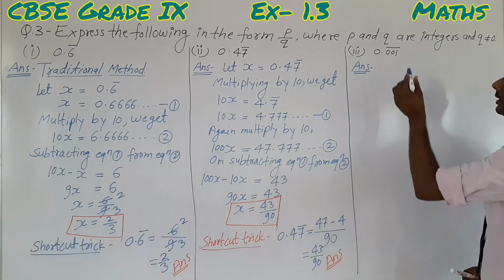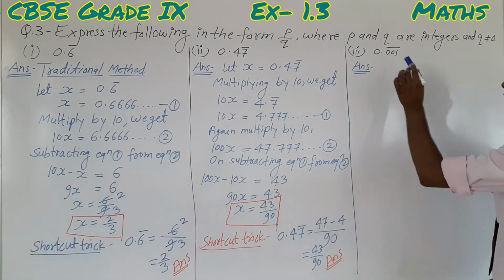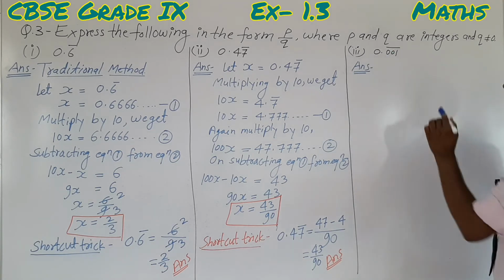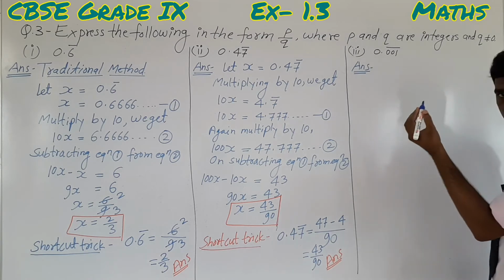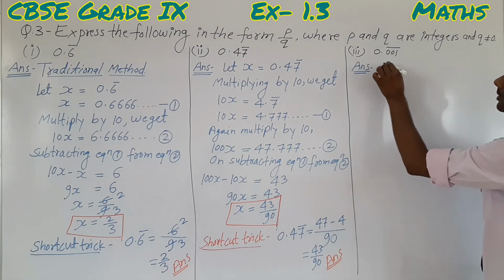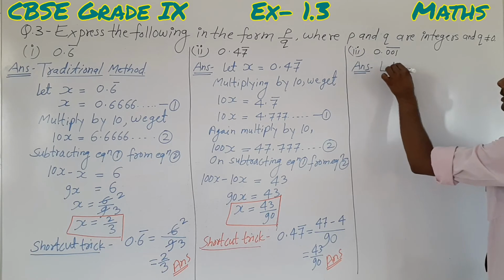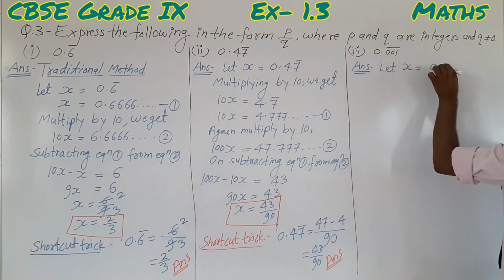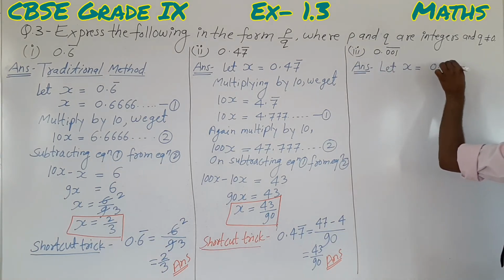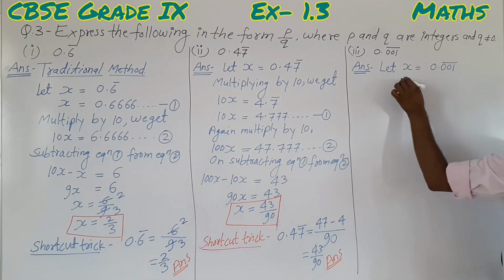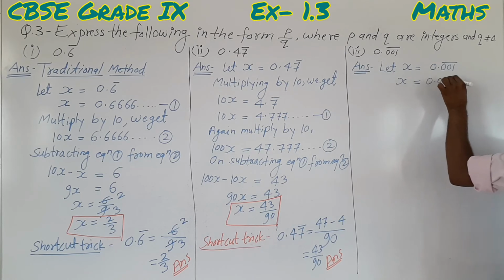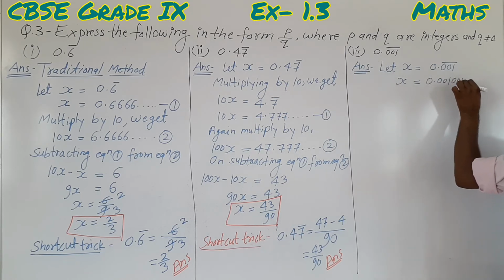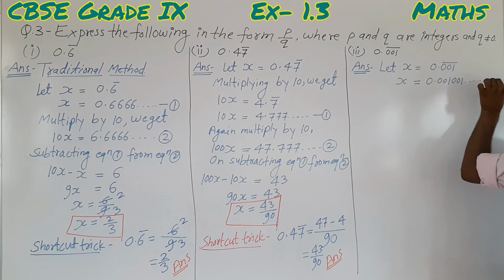Similarly, third part, 0.001 bar. First of all, let us assume x equal to 0.001 bar. We can write it x equal to 0.001 bar. This is equation number 1.